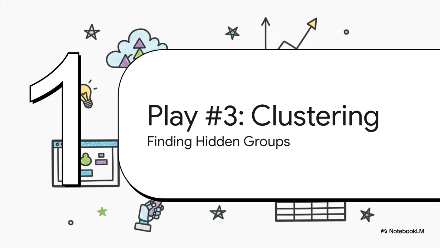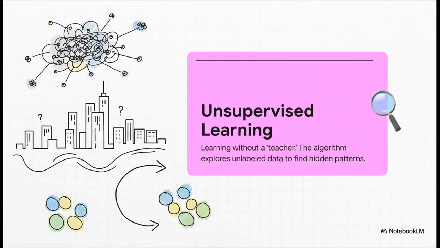This is where the machine starts to explore all by itself, without a teacher looking over its shoulder. We call this unsupervised learning. And unlike the other two, we don't give it data that's all neatly labeled with the right answers. We just hand the algorithm a massive, messy pile of data and say, go find something interesting. It really is like being dropped into a brand new city with no map, and you have to figure out where the different neighborhoods are on your own. The main tool for this is called clustering.